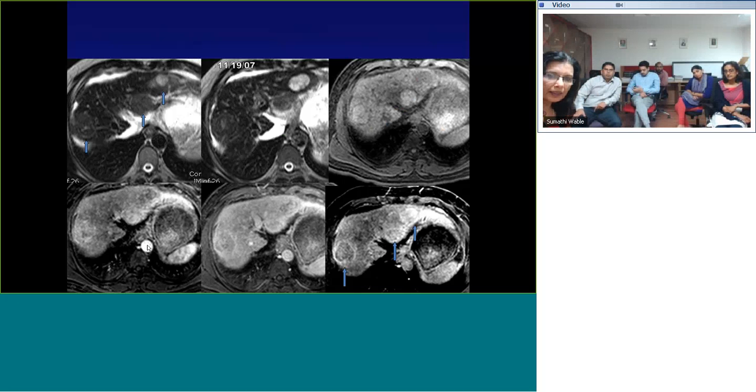Now with contrast, you can kind of surmise whatever you like, but it does enhance. I mean, definitely there is some enhancement. This one also may have some enhancement, and they definitely wash out, right? Over time, they definitely wash out. So these turned out to be hepatocellular carcinomas.